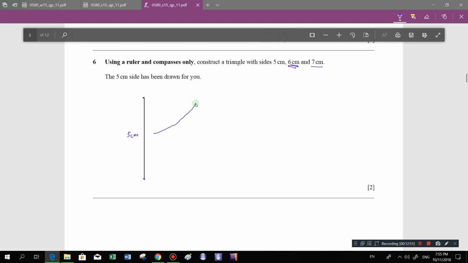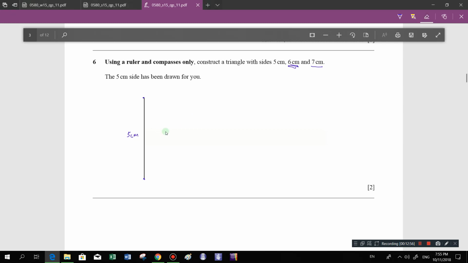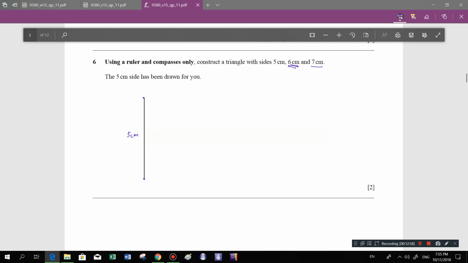Oh, sorry. This is too short. If you do the 6 cm, you see this is 5 cm. The 6 cm should be much longer, so it should be higher up here.